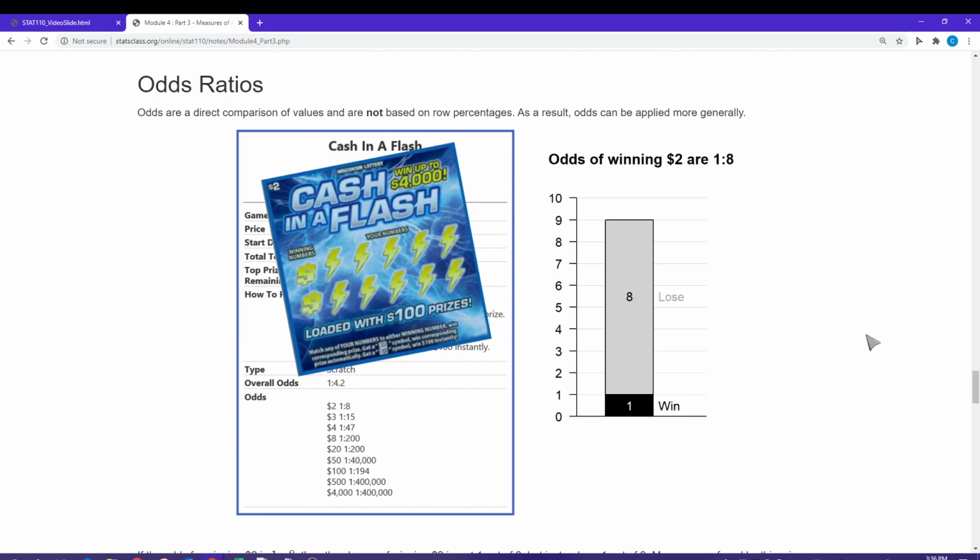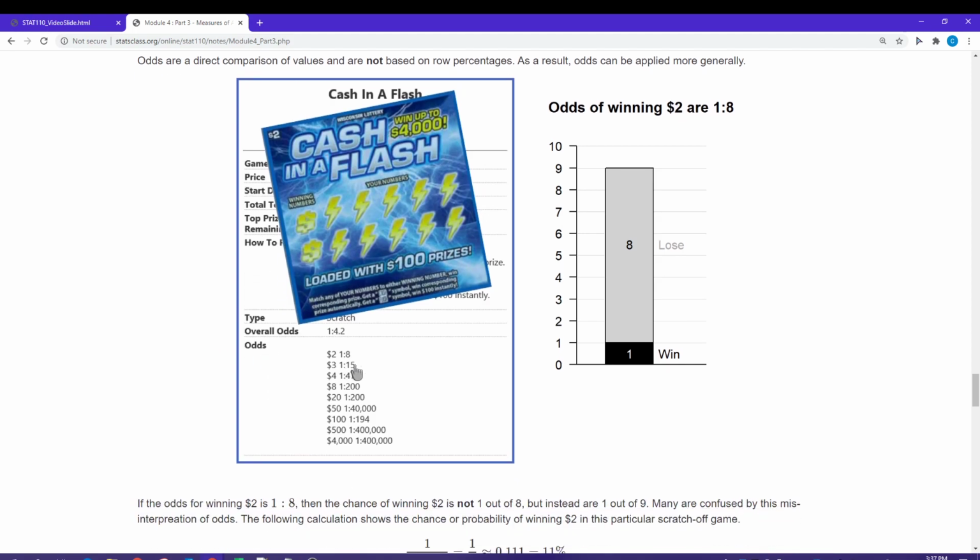Okay, finally, odds ratios. Odds ratios are a direct comparison of the values or the counts and are not based on row percentages. So here is just a Cash in a Flash lottery game from the state of Wisconsin, it looks like. The odds of me winning $2 are 1 to 8. So I'm going to win once and I'm going to lose every 8 times.